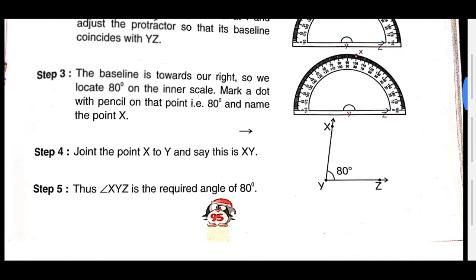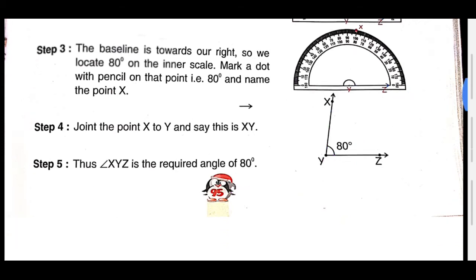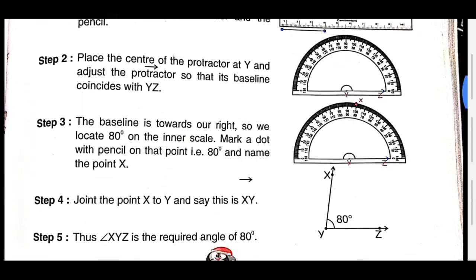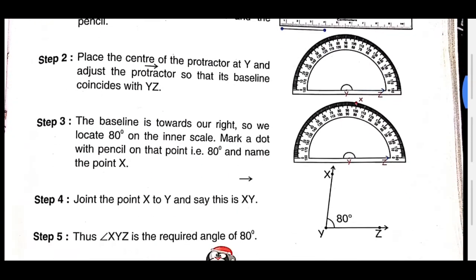In the next line, you remove the protractor and then join this line with X. So this is known as 80 degrees. So right here, angle XYZ is equal to 80 degrees. All of you understand this one, how to draw an angle.